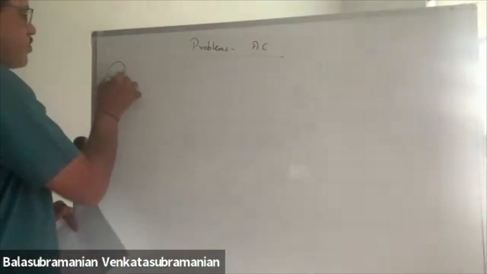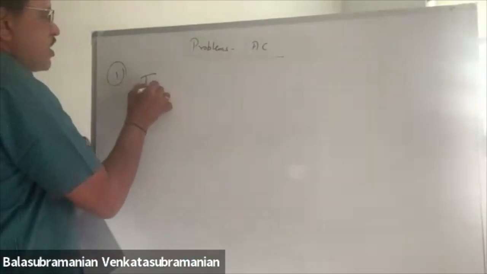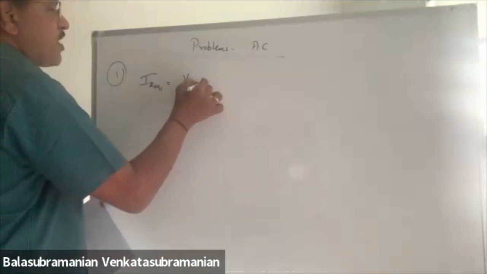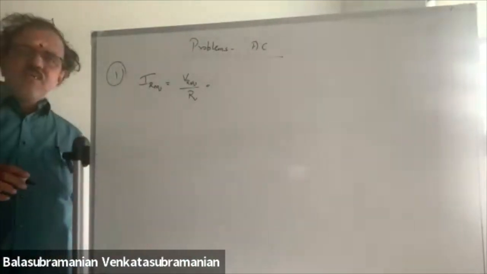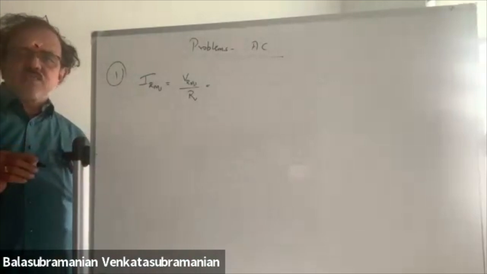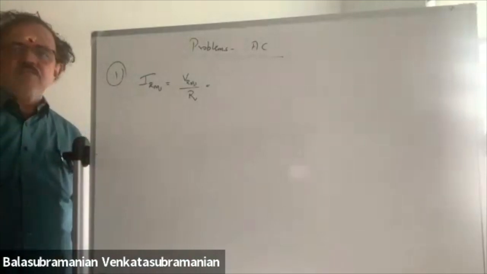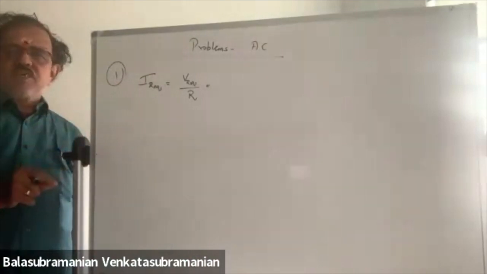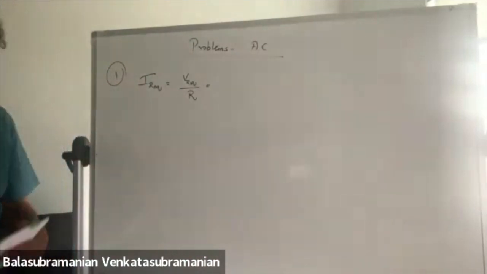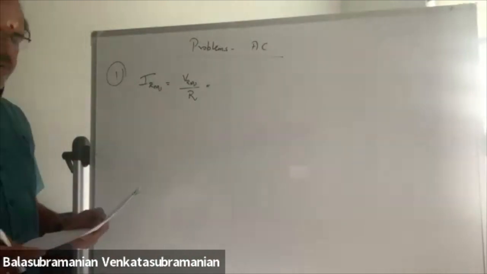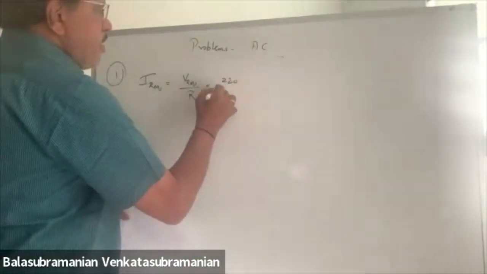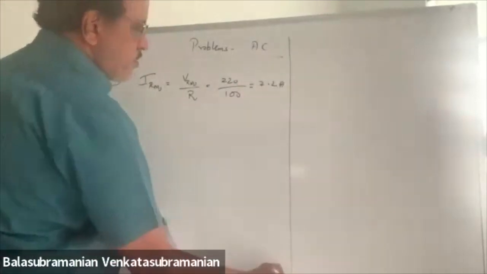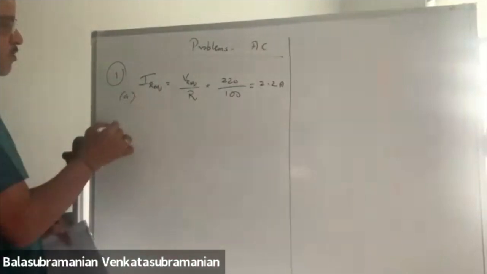First problem, IRMS is equal to VRMS by R. Whatever value is given in the problem, if it is not mentioned otherwise, it is called the RMS value only. Maximum value means they will mention maximum value in the problem. If it is not mentioned, it is RMS only. So connected to 220 volts, 220 by resistance 100 ohm, so current is 2.2 ampere. This is A.